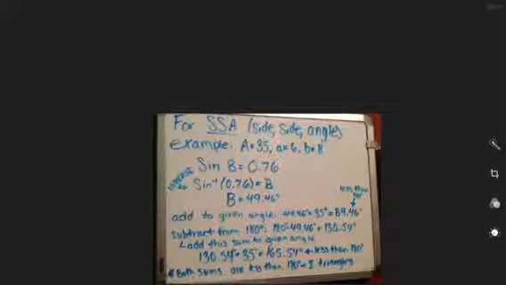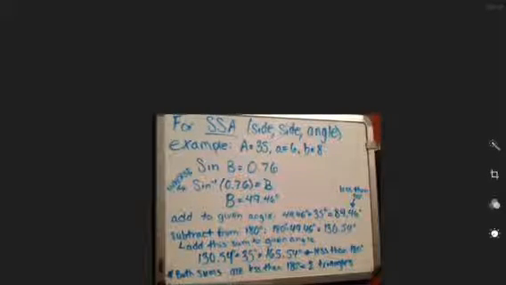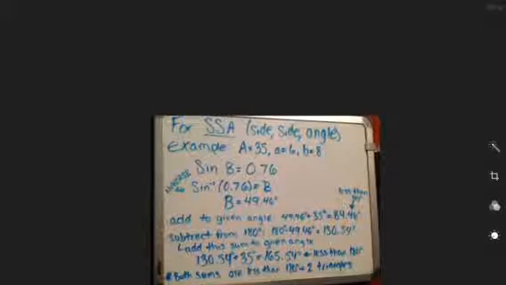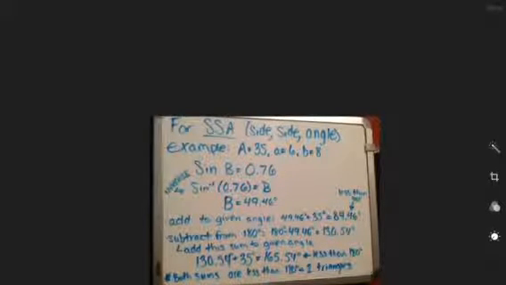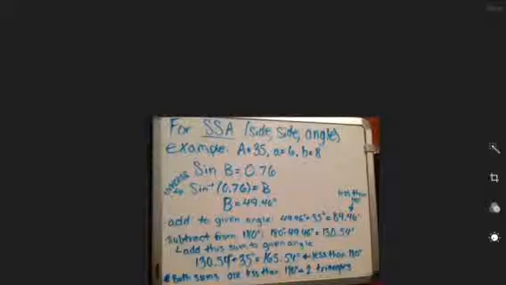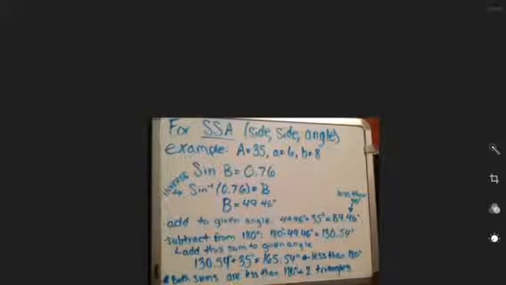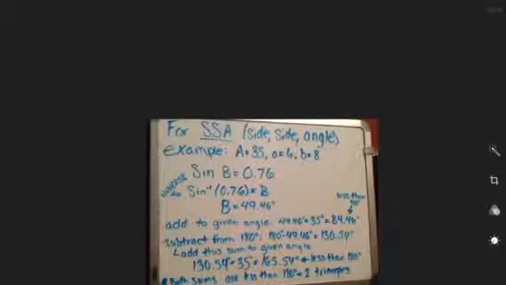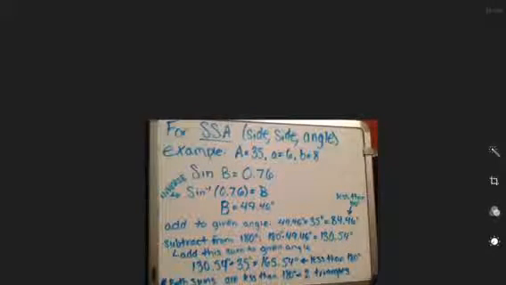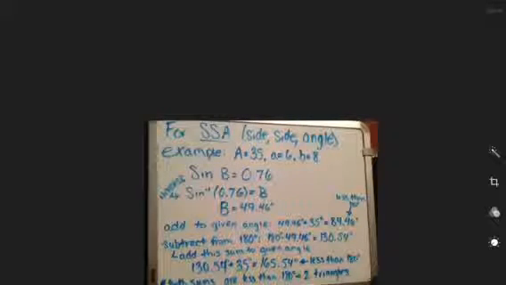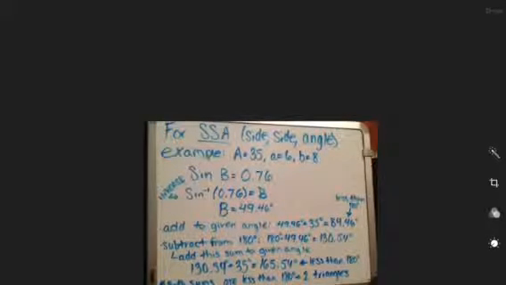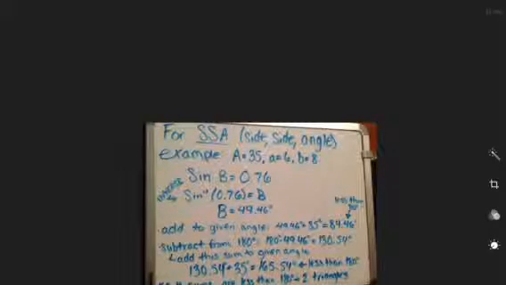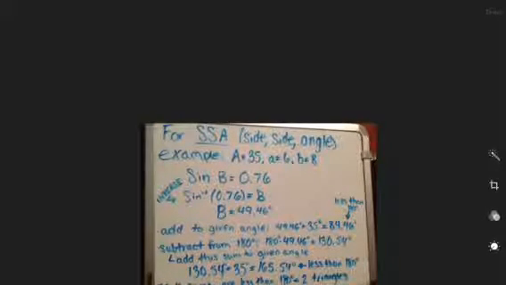The sum is 84.46, which is less than 180 degrees. Next, you subtract 49.46 from 180 degrees, which gives you 130.54 degrees. Then you add 130.54 degrees plus the given angle, 35. This total is 165.54 degrees, which is also less than 180. Due to the fact that both the sums were less than 180 degrees, there are two triangles.